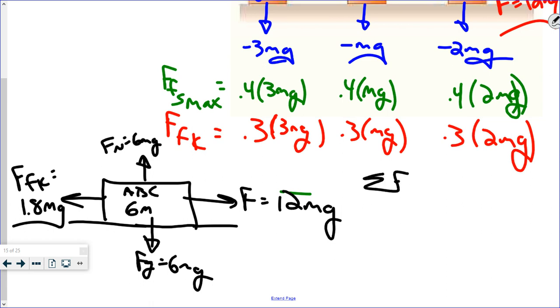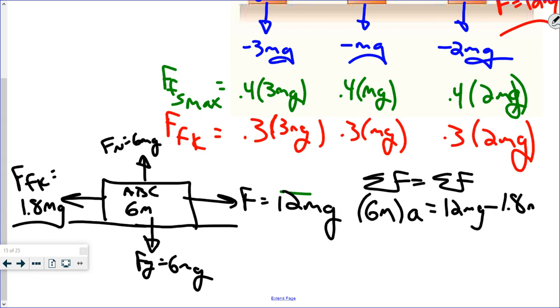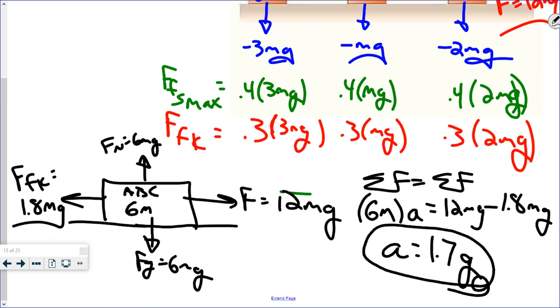Now I can find my acceleration. Net force equals mass times acceleration, so mass times acceleration equals 12mg minus 1.8mg, and the acceleration ends up being 1.7g. We get less acceleration now because there's friction. In the last example, it was 2g. Now it's 1.7g.